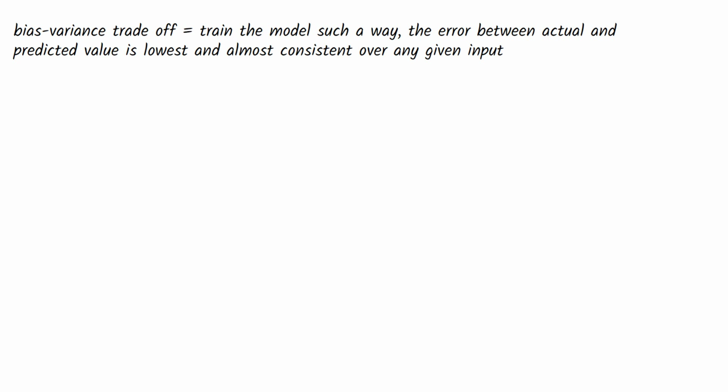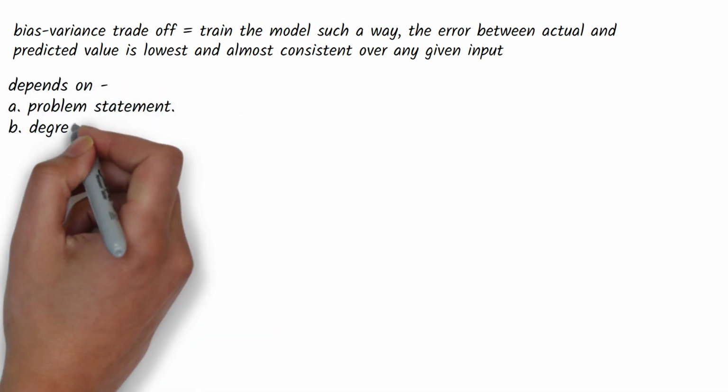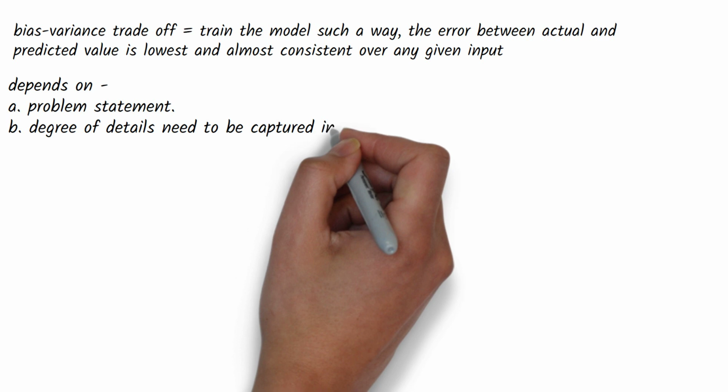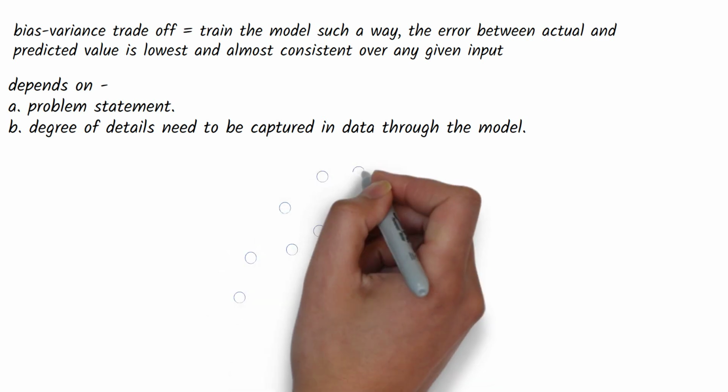Although at times a simple model with high bias but low variance may be suitable for some problems, a more complex model with low bias but high variance may be appropriate for some other problems. So the trade-off really depends on the problem at hand and how much detailed relation in the data we want to capture through the model. So if we take the same example, a good bias variance trade-off may result like this.